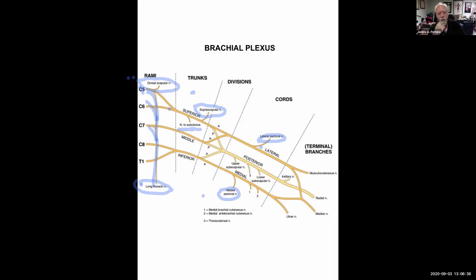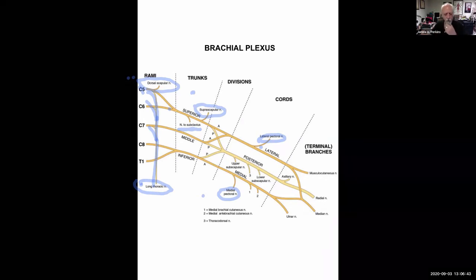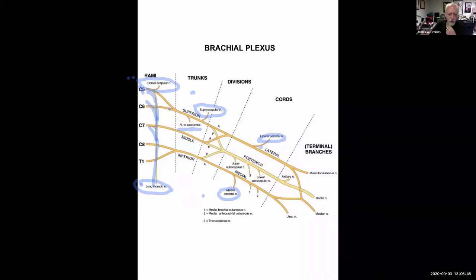I want to make a point about these medial and lateral pectoral nerves. You should have been looking for them as you did your pectoral region dissection. As you were reflecting the pectoralis major muscle out of the way, you may have encountered these. I don't know if you identified them or not, but you may have encountered them. I know some of you saw the medial pectoral nerve actually piercing through the pec minor and continuing into the major.